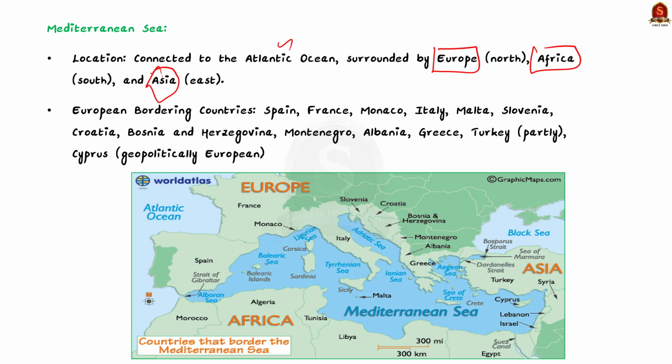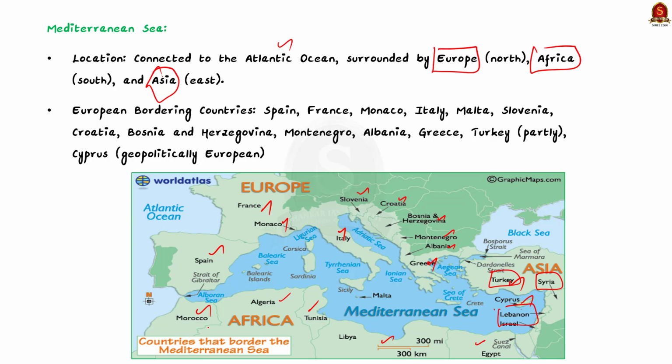Firstly, let us see the European countries: Spain, France, Monaco, Italy, Malta, Slovenia, Croatia, Bosnia-Herzegovina, Montenegro, Albania, Greece, Turkey and Cyprus. These are the countries on the European continent bordering the Mediterranean Sea. Now let us see the Middle East countries. See, Turkey, Syria, Lebanon, Israel and the Palestinian Gaza Strip border the Mediterranean Sea. Now let us see the African countries bordering the Mediterranean Sea. They are Egypt, Libya, Tunisia, Algeria and Morocco. So, see, these are all the countries bordering the Mediterranean Sea. We should revise this often as it can be used for elimination techniques.